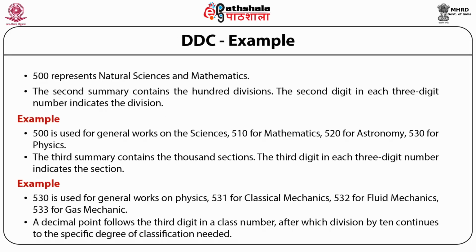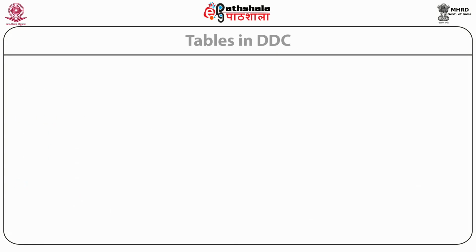The slide shows an example of Dewey Decimal Classification. This is taken from the class 500, which represents natural sciences and mathematics. Tables in Dewey Decimal Classification. In addition to the numbers given in the schedules, 7 tables can also be used for number building.